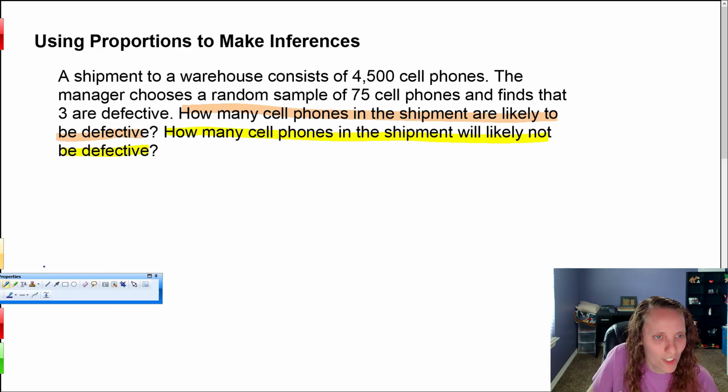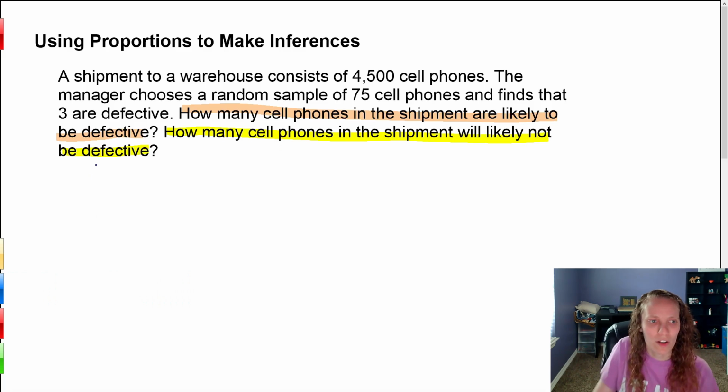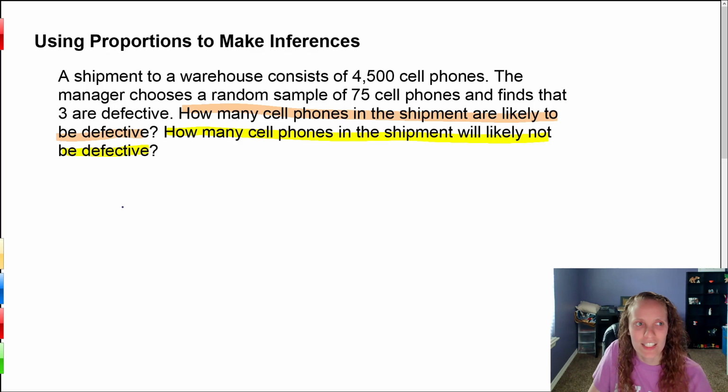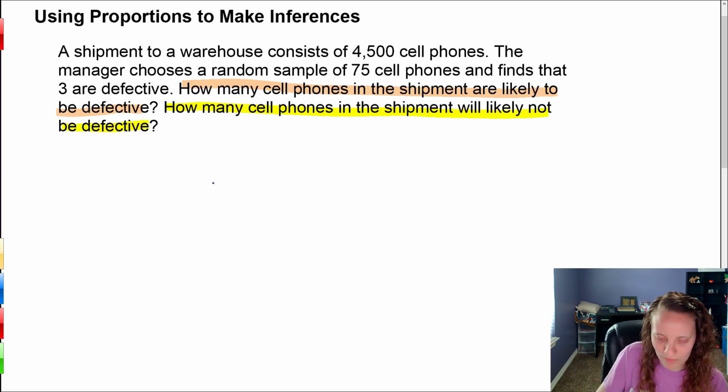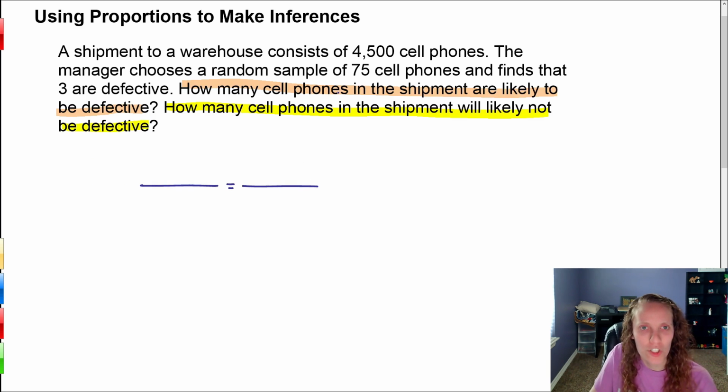Alright, so let's look at the first question. How many cell phones in the shipment are likely to be defective? And the title of our lesson is Using Proportions to Make Inferences. So we're going to set up a proportion. And in our proportion, we're going to use the sample 75 as the total, and that 3 of those 75 were defective.